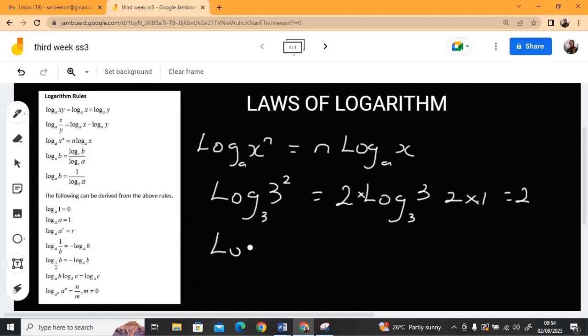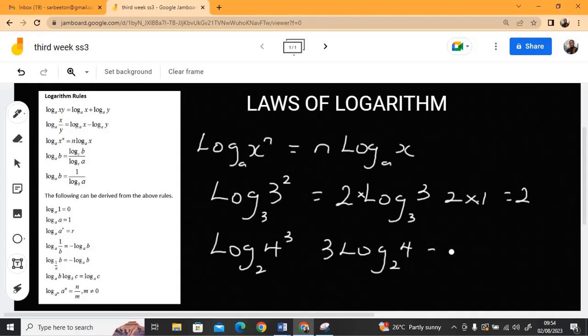Sometimes they'll give you something like this. If they give you log base 2 of 4 raised to the power of 3, you can bring this 3 to the front. There will be 3 log base 2 of 4, right? Look at that again. Now, I can still change this 4, because it can give me 2 raised to the power of 2.